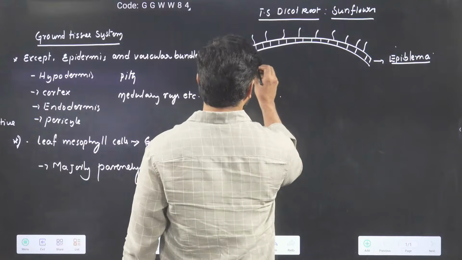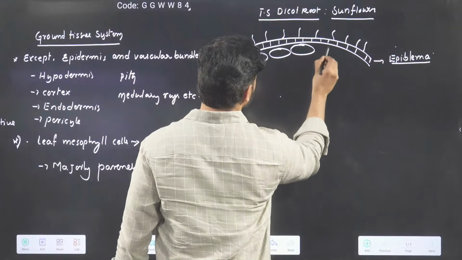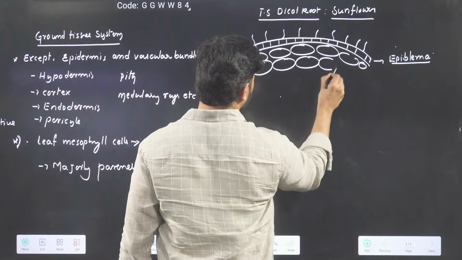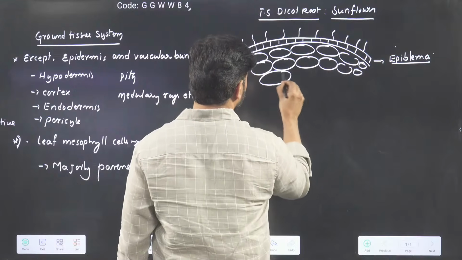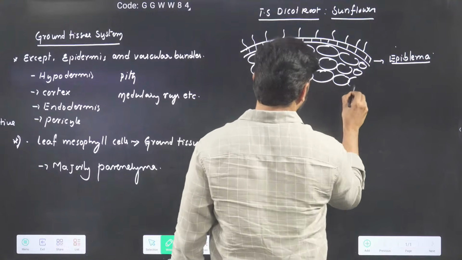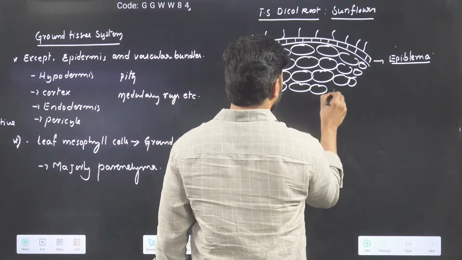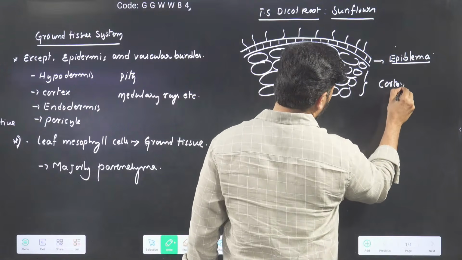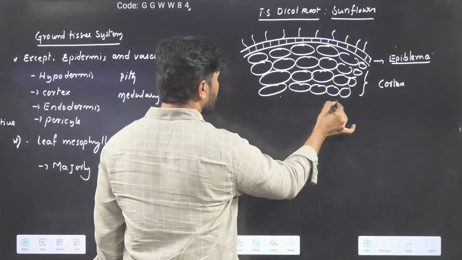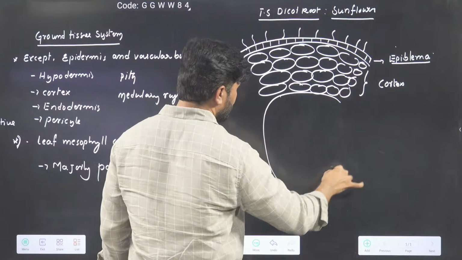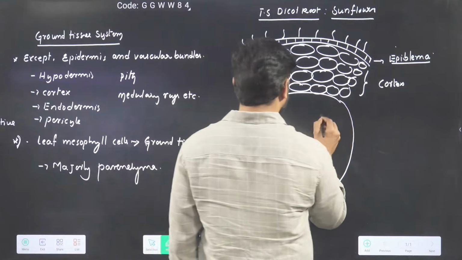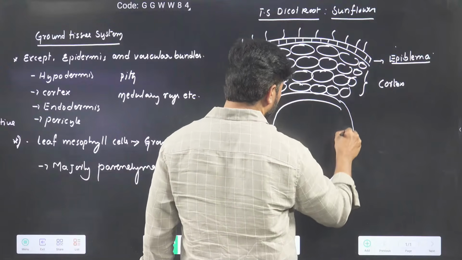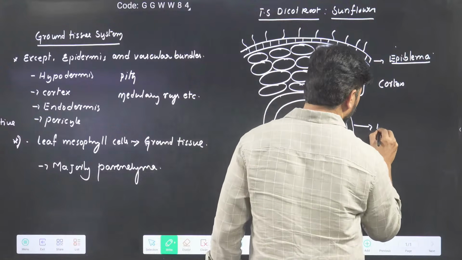Next one. Below that epidermis, you can see general cortex. These are large parenchymatous cells with intercellular spaces, etc. They are cortex. Okay. Innermost layer of the cortex has a special significance here. The innermost layer of cortex. You know the innermost layer of the cortex, what we call? Endodermis.